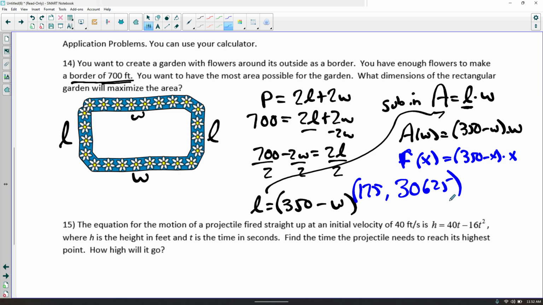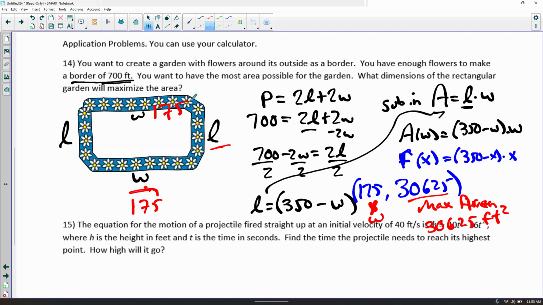And then interpret that. The X is what? The X was your width. This is your max area. Now, your max area is always dealing with what? Feet squared. So 30,625 feet squared. Because you got to multiply your length times your width. Now, we said our width was 175 right there, and that's 175 right there. Feet. Don't forget your units.